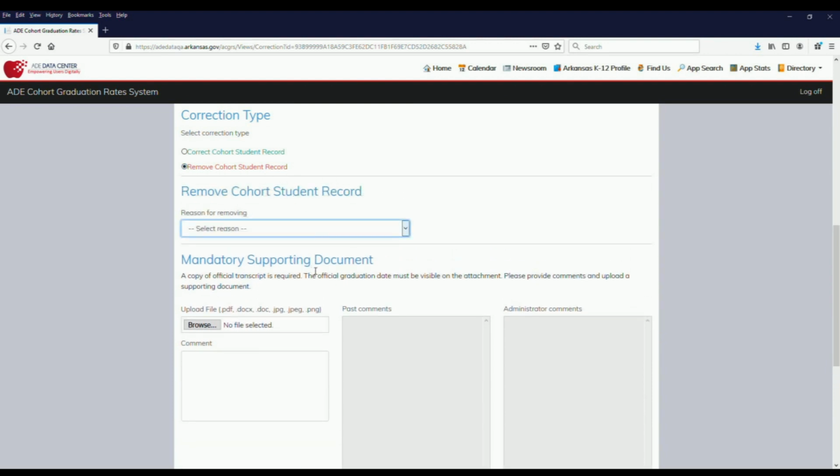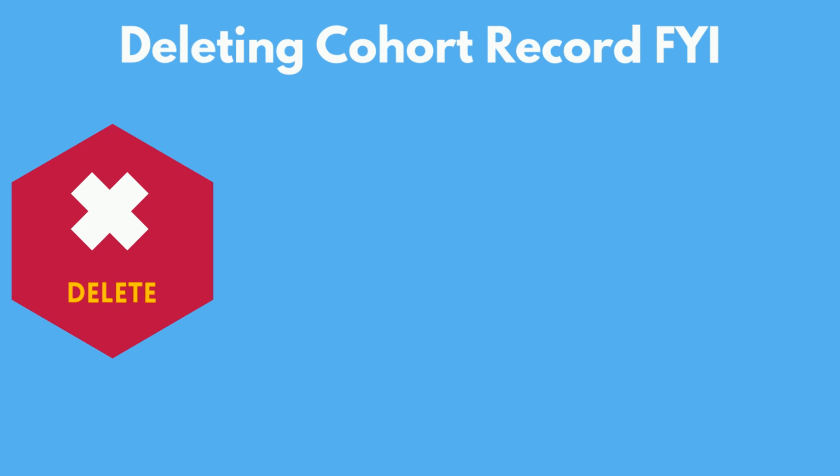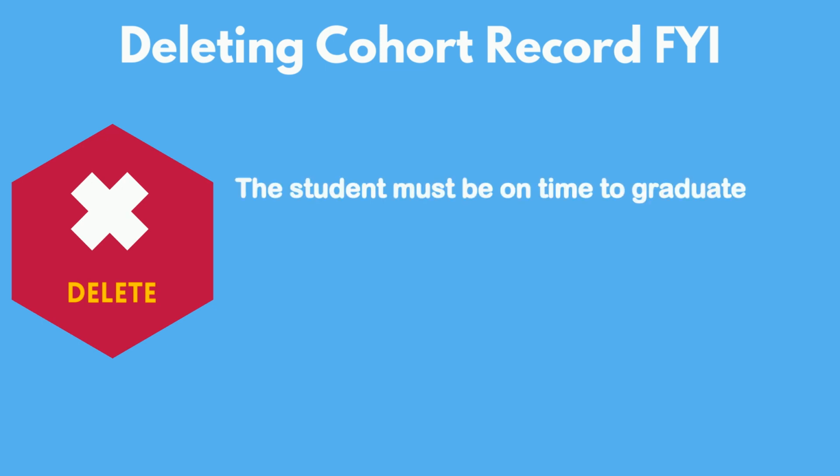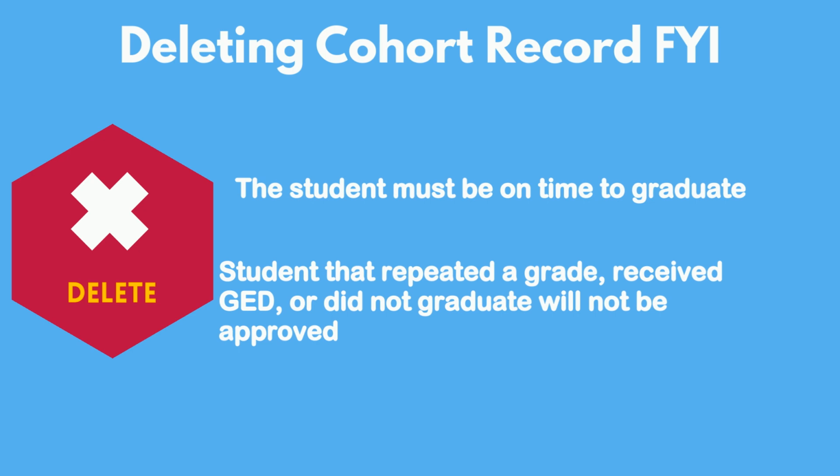Choose one of the following reasons, upload documentation, and post a comment as to why the student should be deleted from the cohort. When deleting a cohort record, the student must be on time to graduate. If a student repeated a grade, received a GED, or did not graduate on time, the student would not be accepted for approval.